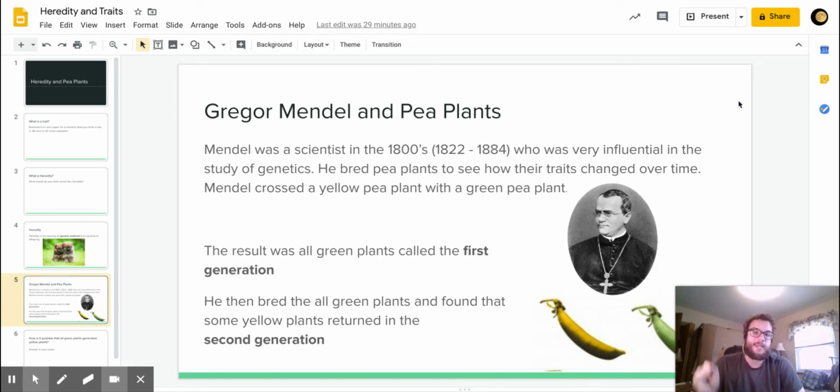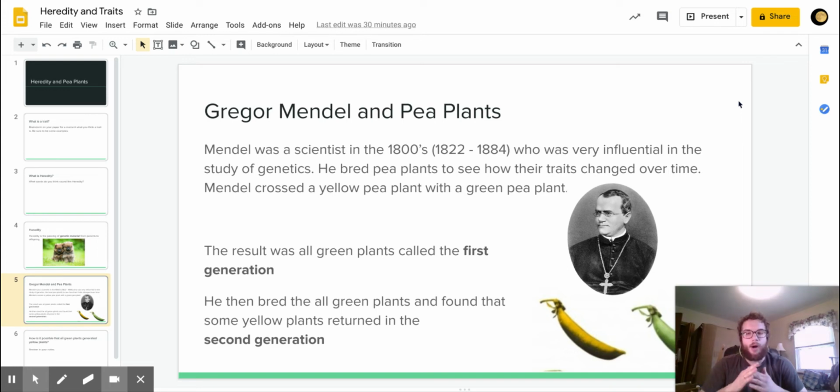He crosses yellow pea plants with green pea plants, and the result is what we call the first generation. So you're going to hear this pop up a lot of times. We're talking about generations, and it's exactly what you think it is. Okay, so if Gregor Mendel took pea plants, bred them together, he crossed them, the offspring from those initial parents are going to be the first generation.